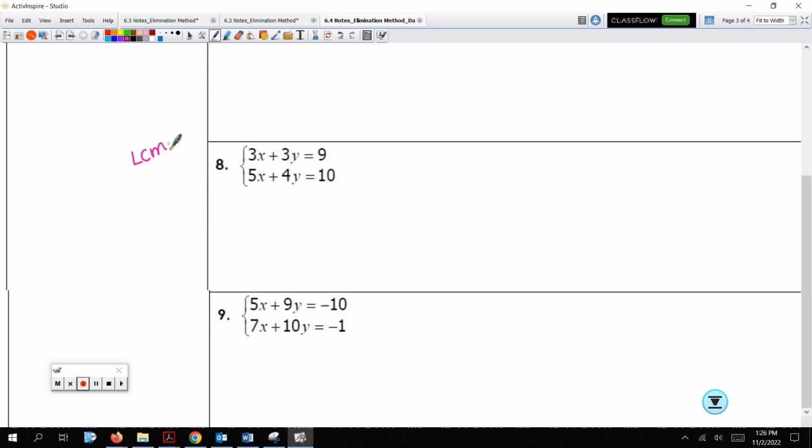I'm going to just write this on this side because I want that in my brain. So I want one of the coefficients to be +12 and one of them to be -12 so that they cancel. So if I want this number to be +12, I'm going to multiply it by 4. And that gives me 12x plus 12y equals 36. This second equation underneath, I want this coefficient to y to be -12. So I'm going to multiply this all by -3. Everybody gets multiplied, remember that. So -15x minus 12y equals -30.